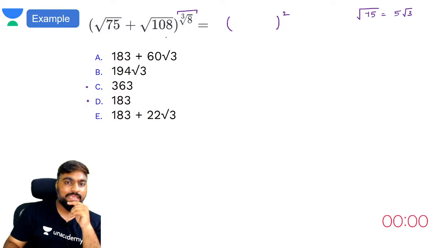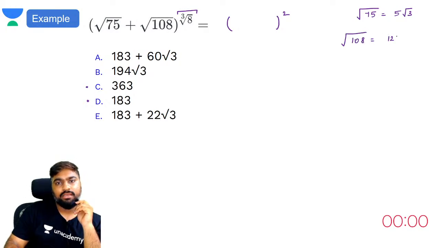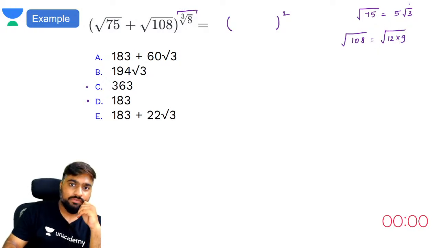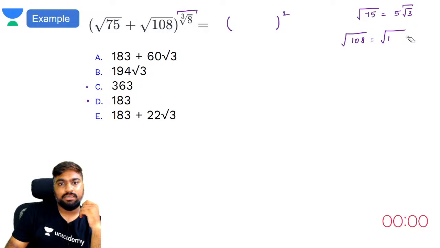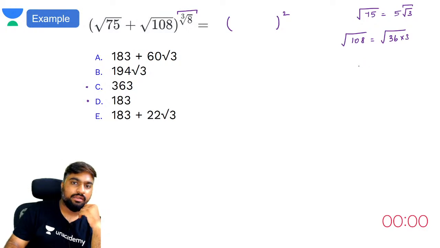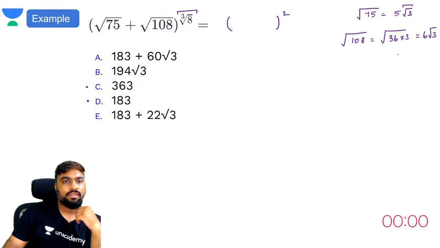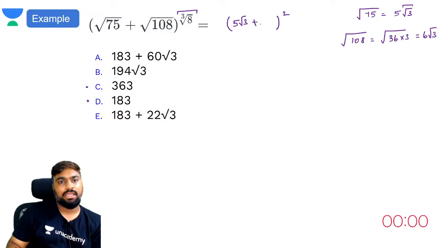Now 108 is basically 12 into 9. But what we are going to do here is we want root 3 on the side. So I'm going to take a 4 out of here and bring this here. So what do we get? We get 36 into 3. This is 108. Root 36 is 6, so we get 6 root 3. So ultimately we have root 75, which is 5 root 3, plus root 108, which is 6 root 3.